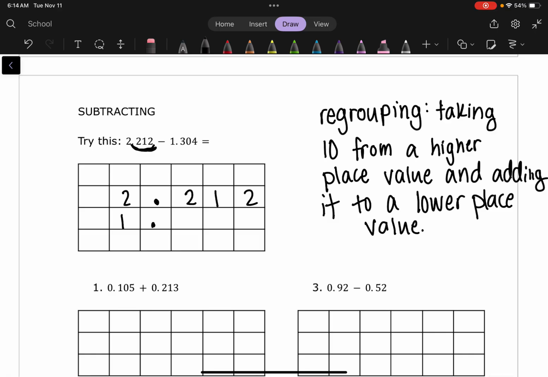Got to stack up my decimal. 304. Okay, make this line bold again. Bold, bold, bold. Awesome sauce. We're not adding. Oof, we're subtracting. Okay.